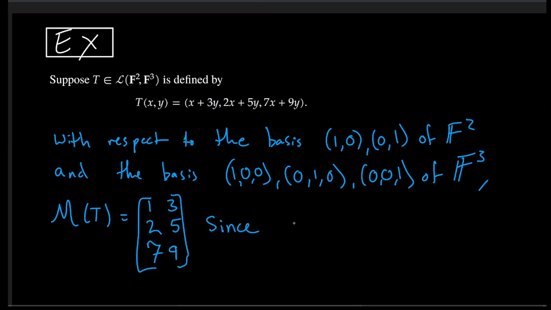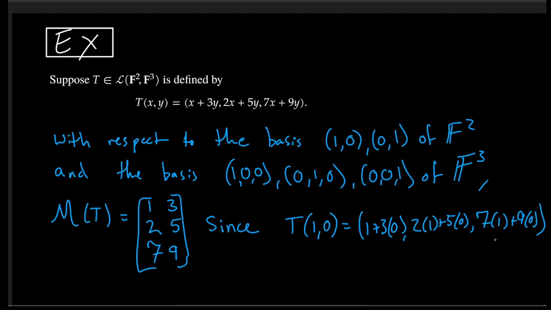Here's the first one, T of (1, 0) is 1 plus 3 times 0, 2 times 1 plus 5 times 0, and 7 times 1 plus 9 times 0, which is just (1, 2, 7). Hey, look, over here: 1, 2, 7.